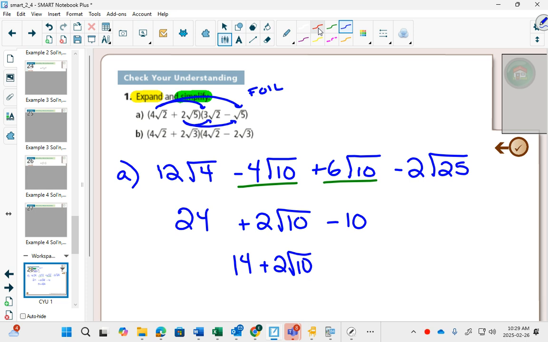I have to check the square root of 10. Is this in lowest terms? Or is there a perfect square I could pull out? Well, I can't divide it by 4. I can't divide it by 9. This is my final answer.